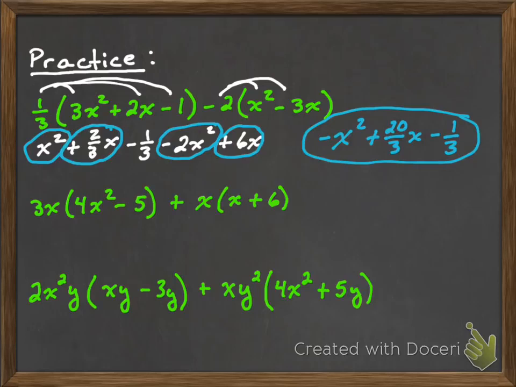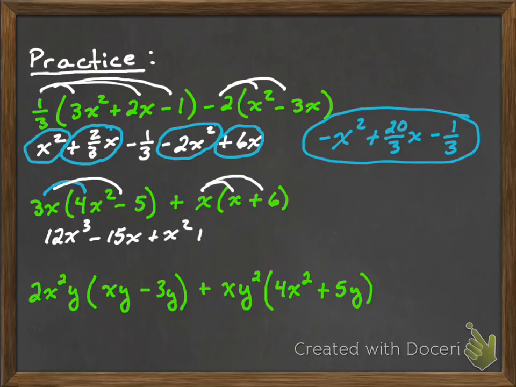All right, the next one we're going to be distributing some x's here. So distributing here, you're going to get 12x cubed minus 15x plus x squared plus 6x. All right, so putting all this together, you're going to have 12x cubed plus x squared minus 9x.